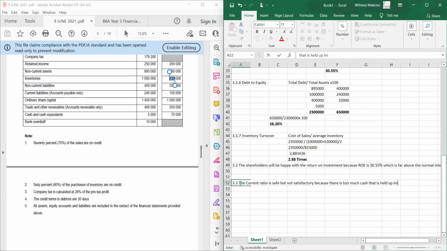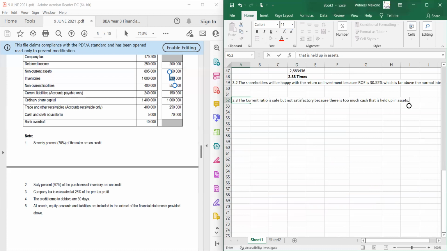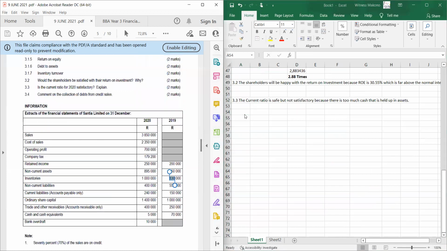in assets. Look, what we need to pay is 1 unit. If you check on this calculation, what we need to pay is 1 unit, but what we have is 5.62. That means a lot of your money is held up in your inventory, in your debtors, in your accounts receivable. So this is not a good thing. If you want to use cash, you cannot have access to it because it is held up in your inventory. So it is not satisfactory because most of your cash is held up in your inventory.